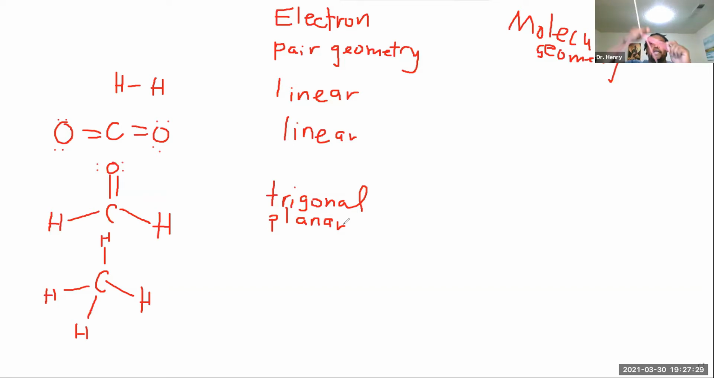Okay, our next structure, carbon's in the middle, hydrogen, hydrogen, hydrogen, hydrogen. So you have 4 attachments. This is called tetrahedral. Tetra meaning 4.